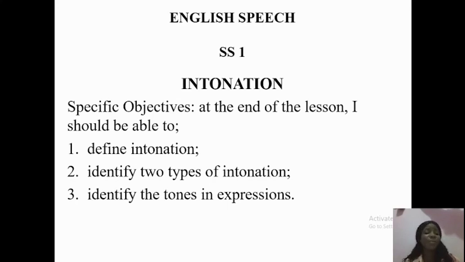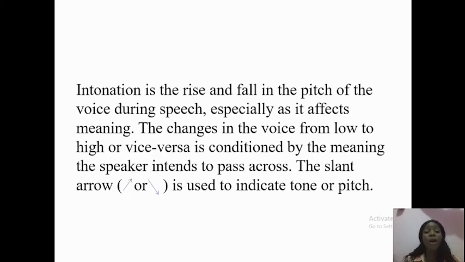Now, let's look at specific objective number 1. What is intonation? Intonation is simply the rise and the fall in the pitch of one's voice during speech. When you're making a statement, or you're having a conversation, you discover that at some point the pitch of your voice rises and at other points it falls. This variation in the pitch of your voice is what is known as intonation.